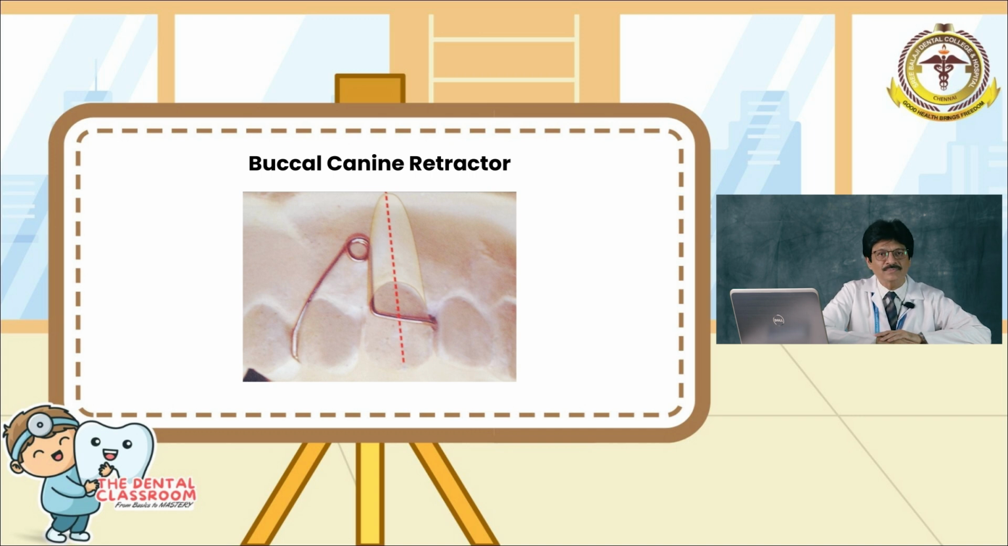Normally all springs are made up of 0.5 millimeter stainless steel wire, whereas the buccal canine retractor is the only one which is made up of 0.7 millimeter. Hence, by any chance, if you were to use a 0.5 millimeter, then it is better that you stabilize it or give a sleeve or a tubing to the distal arm of the buccal canine retractor.